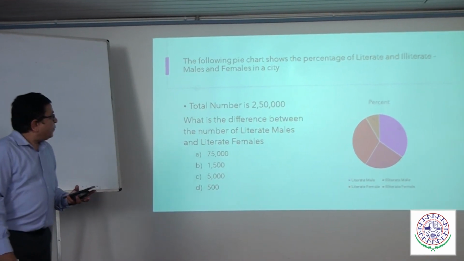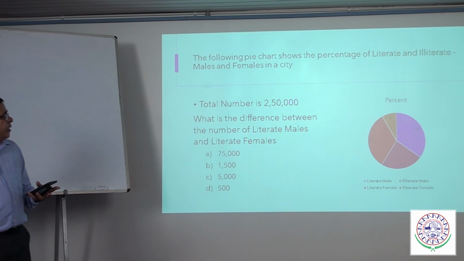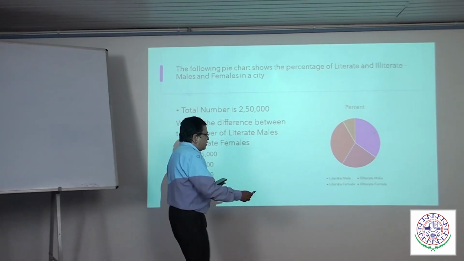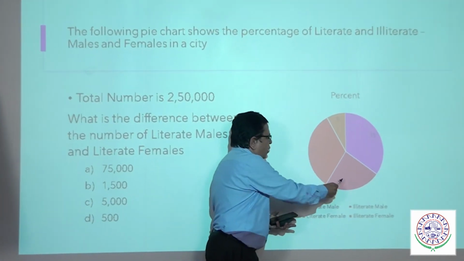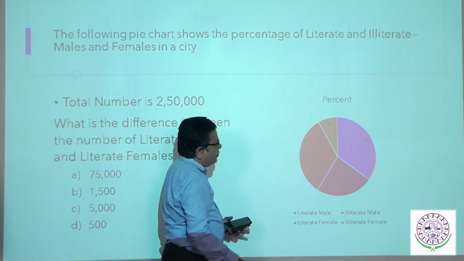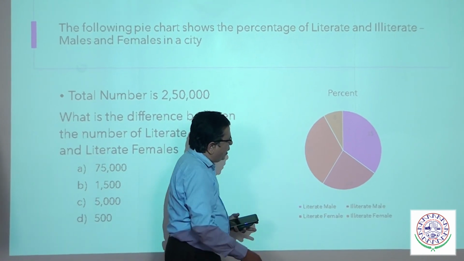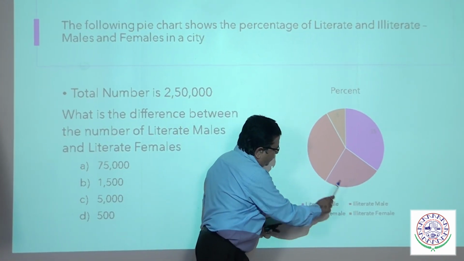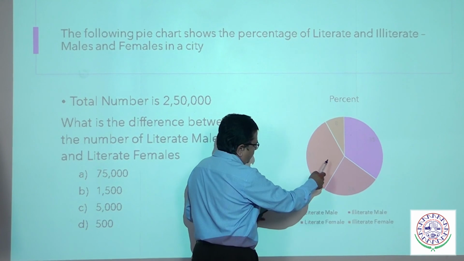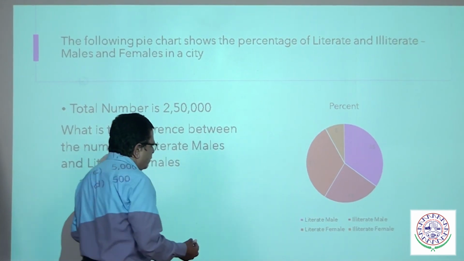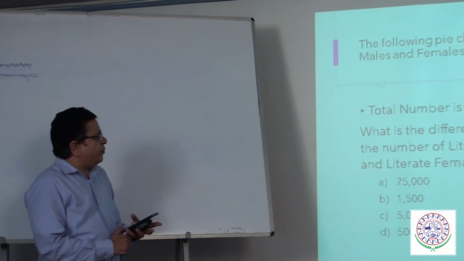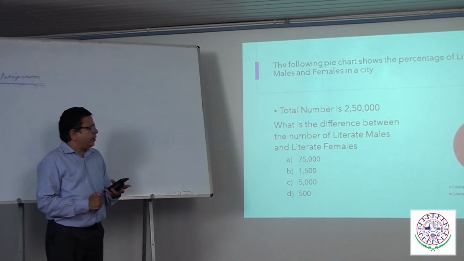Now here we have a pie chart which shows the percentage of literate and illiterate males and females in a city. You can see this pie chart has 4 different parts. This part refers to literate males, this part refers to literate females, this part to illiterate males, and this part to illiterate females. The total number is 2,50,000. What is the difference between the number of literate males and literate females?